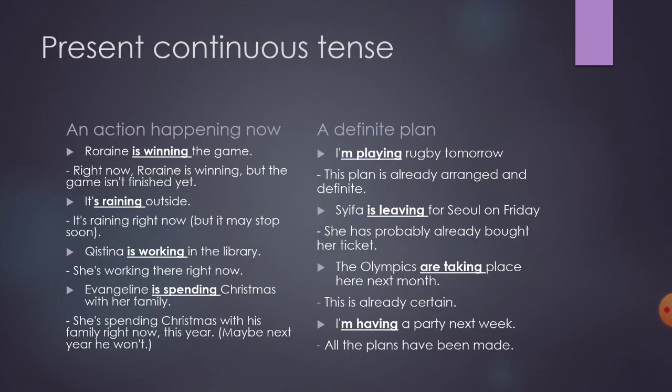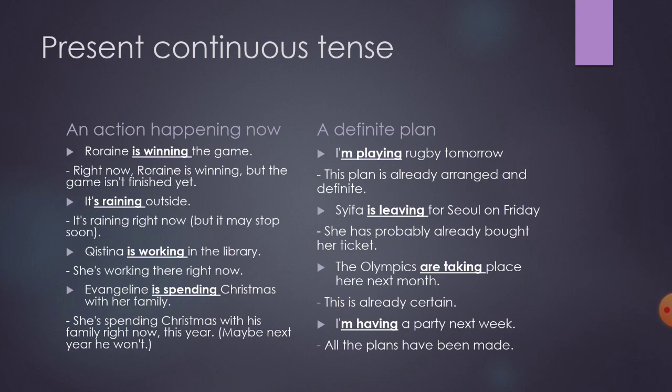And for the present continuous tense, the first situation is an action happening right now. Lorraine is winning the game. Right now, Lorraine is winning, but the game isn't finished yet. Which means, as of now, he is winning, but the game is still ongoing. The game hasn't finished yet. If the game had finished, it would become Lorraine won the game. But because the game is not finished yet, it is Lorraine is winning the game, which is the present continuous tense.